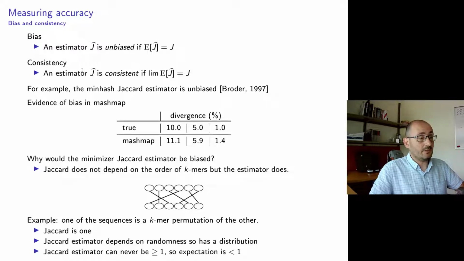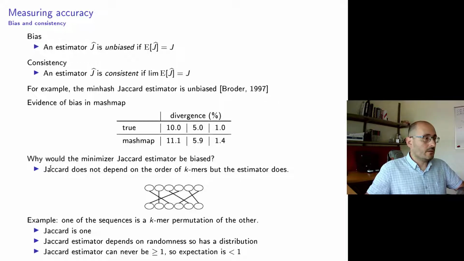minimizer Jaccard estimator. And we found that when we look at reads mapped to their true location, the divergence that mashmap reports, even averaged over many, many replicates, is significantly higher than the true divergence across different values of divergence. So this indicates a bias in the output of mashmap. And then we wondered if this is being caused by a bias in the estimator. So why should the minimizer Jaccard estimator be biased?